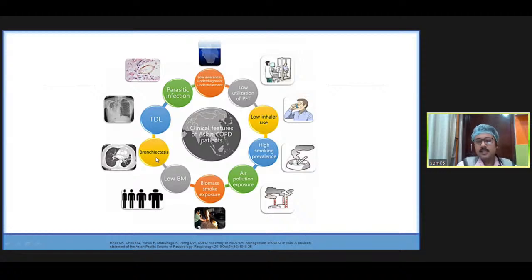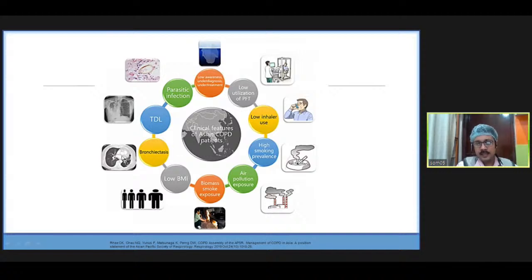Now, post-infectious bronchiectasis: suppose a patient has a history of infection in childhood that causes bronchiectasis. Bronchiectatic lungs are a risk factor for COPD. Number four is tuberculosis. Post-tuberculosis, TB also causes bronchiectasis. A post-tuberculosis lung is also an important cause of COPD. Parasitic infection in childhood. So these are the important causes.